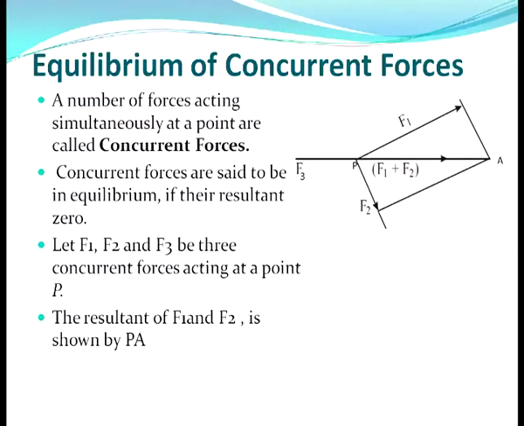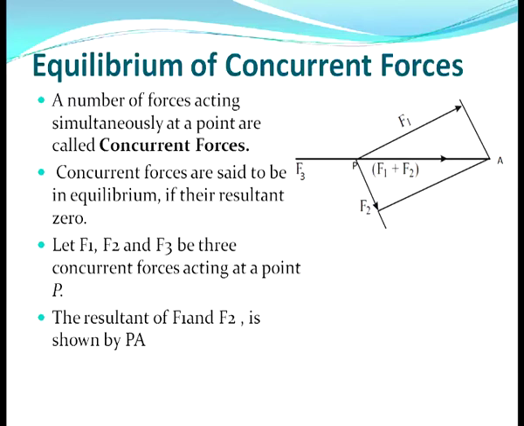Now, we will discuss equilibrium of concurrent forces. So, what is a concurrent force? A number of forces acting simultaneously at a point are called concurrent forces. Concurrent forces are said to be in equilibrium if their resultant is 0. So, let F1, F2 and F3 be 3 concurrent forces acting at a point P. Here you can see in the figure F1, F2 and F3 are 3 forces, and all the 3 forces are acting at a single point simultaneously, that is at P.